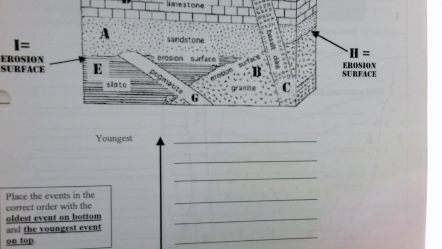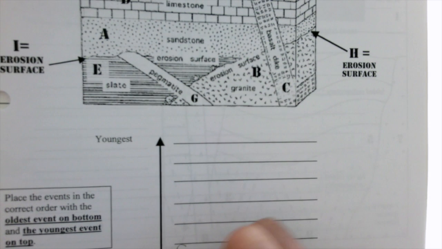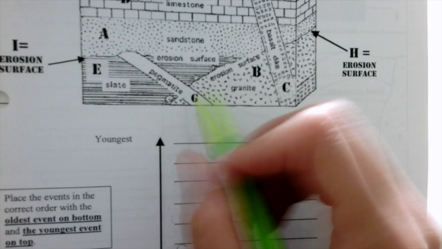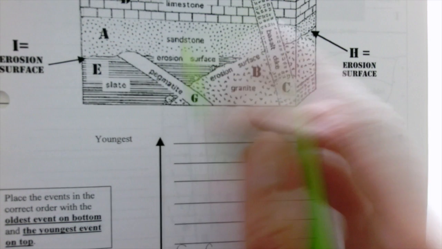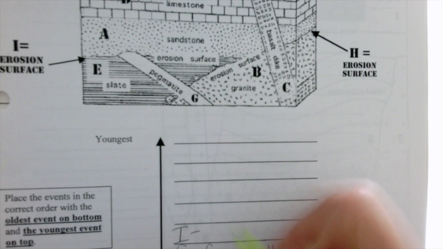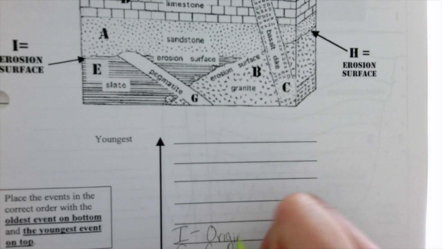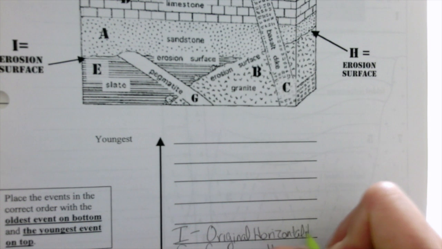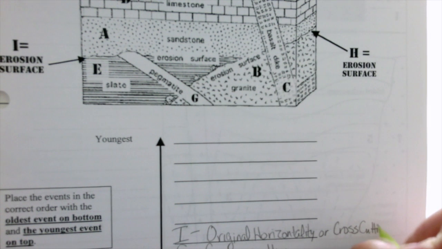The next layer that's going to happen is going to be layer G. And G is by cross-cutting, because it cuts through both layers B, H, and E. But it gets eroded by I. So I is going to be our next event. And so I, again, it could be original horizontality, or it could be cross-cutting. So you could use either one, whichever one works best in your brain.